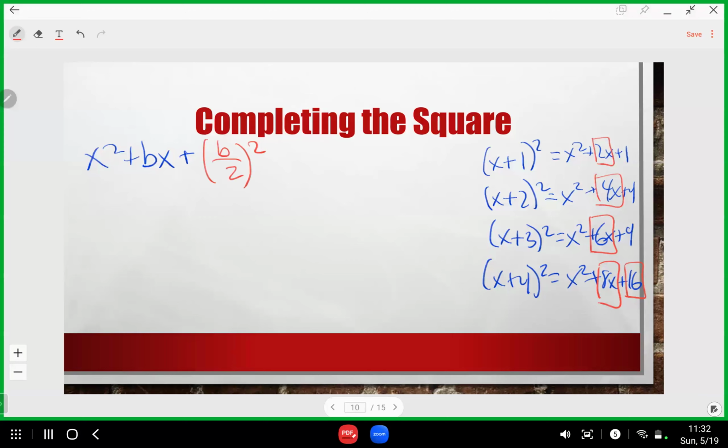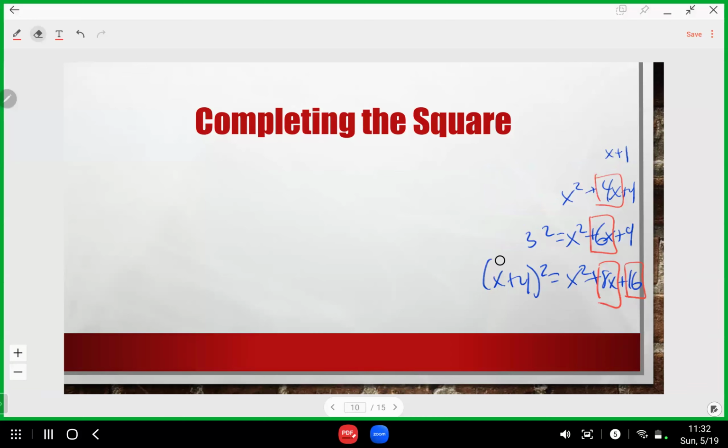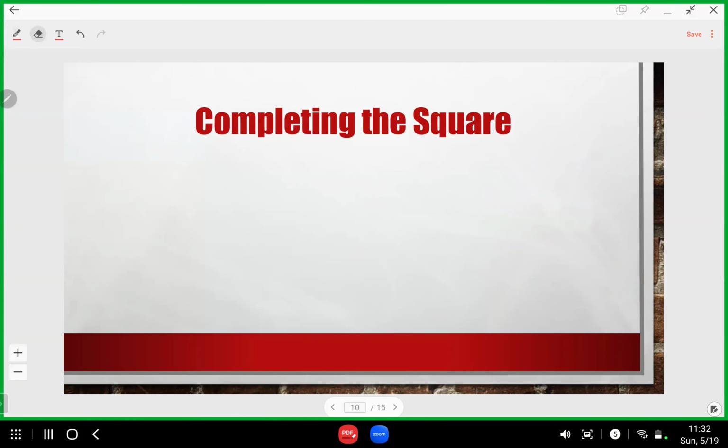All right, so now that we know what completing the square is, let's try and prove the quadratic formula by solving for x. Okay, so what do I mean by this? So we have ax squared plus bx plus c is equal to 0.